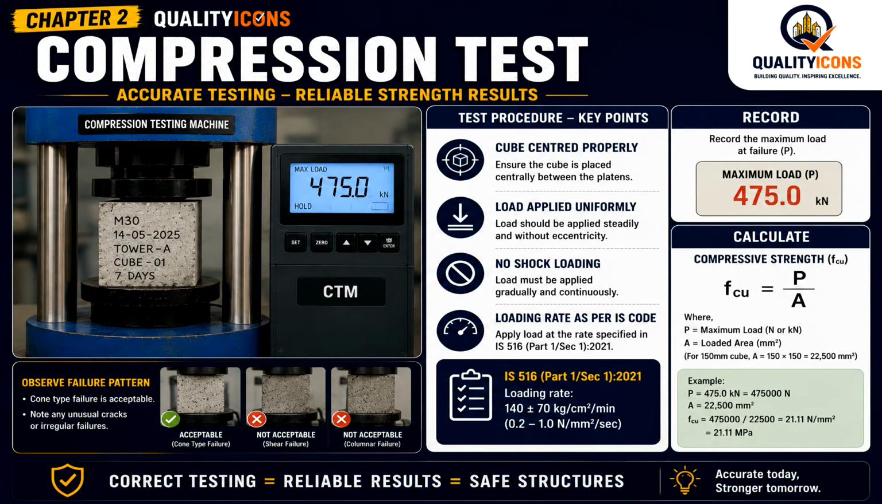See the cube. The cube specimen always shows the identification of the grade, date of casting, which tower or which element, and which cube ID is very important.